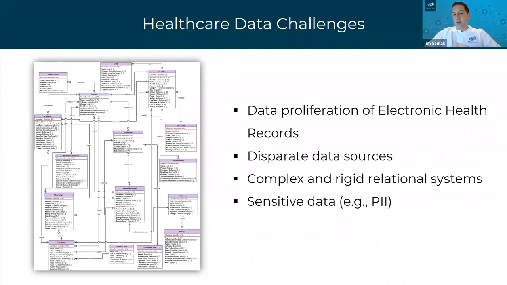The rapid growth of electronic health records has created large and complex big data challenges. The rapid explosion of electronic health record data, as I mentioned before, has made it difficult to tame, oftentimes whether through acquisition or through having multiple systems. You're left with disparate data sources that you want to bring together. And a lot of these systems are built on rigid relational systems that are complex and confusing to understand. And then obviously in the healthcare industry, there's a lot of concerns around sensitive data, PII type information.